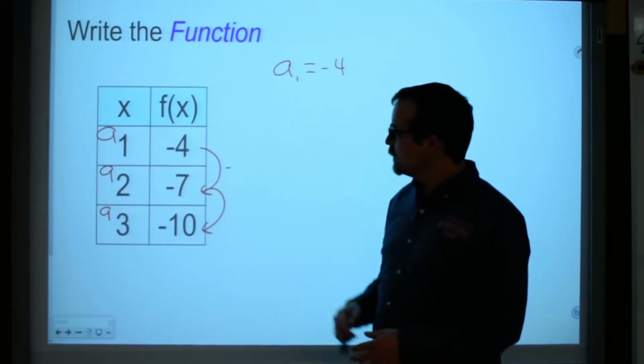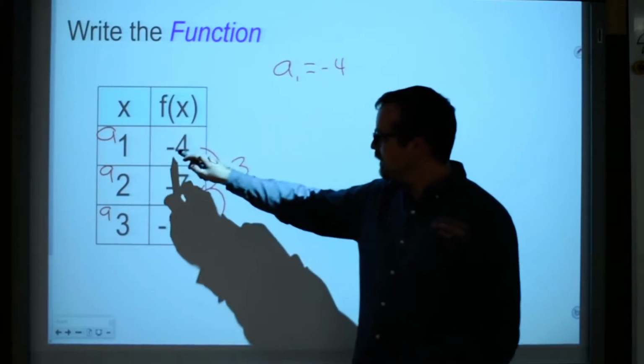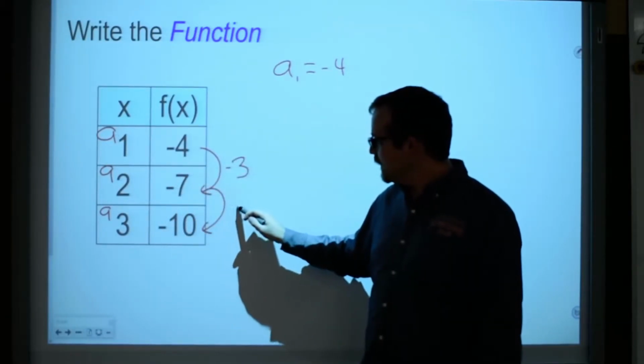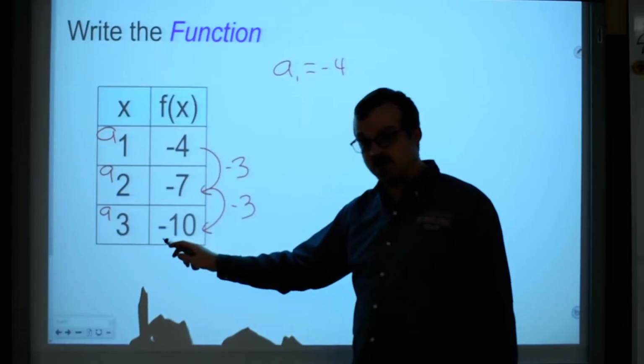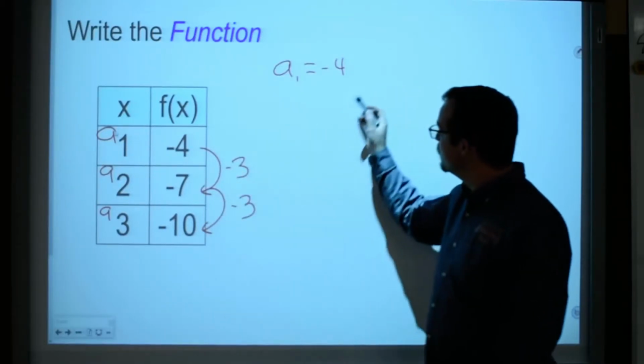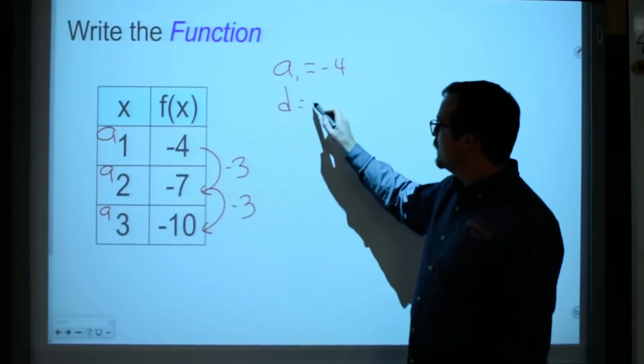In this case, subtraction the first time, and that is subtract 3. Negative 4 minus 3 is negative 7. And if I subtract 3 again, I do get to negative 10. So we do have a common difference here, and that common difference is negative 3.